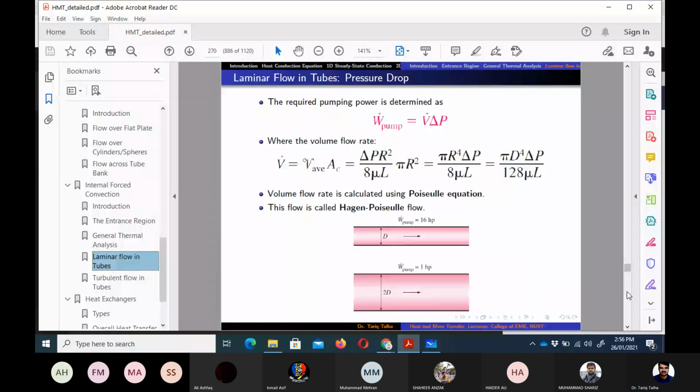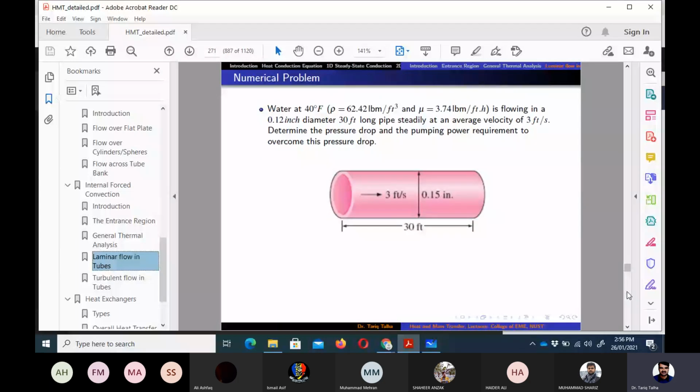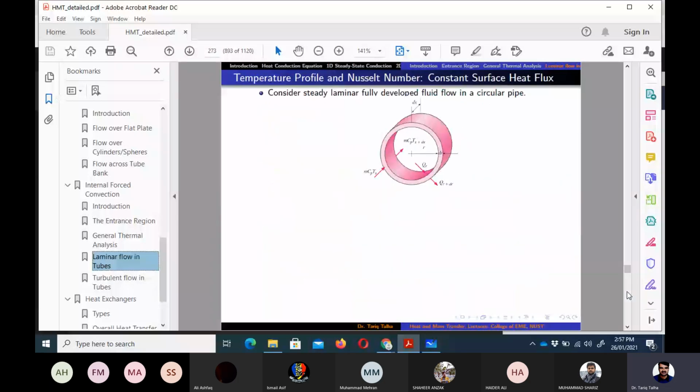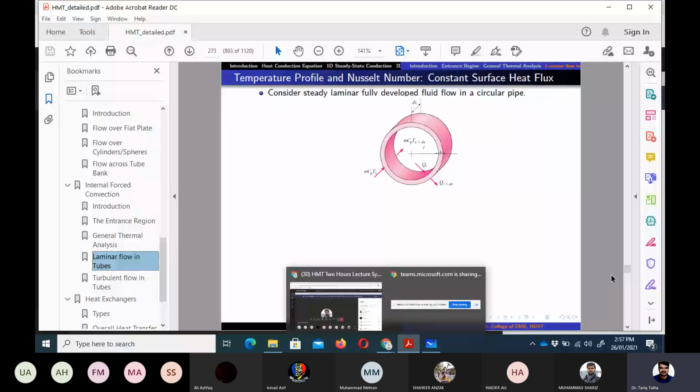This was the first topic we discussed, the pressure drop and pumping power, and then we did one numerical problem to calculate the pumping power for a pump, and then we discussed the Nusselt number profile for laminar flow, because we are discussing the heat transfer problem, so that is more relevant to the topic. So we discussed the Nusselt number.